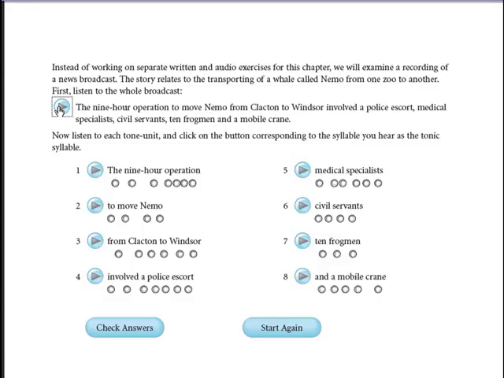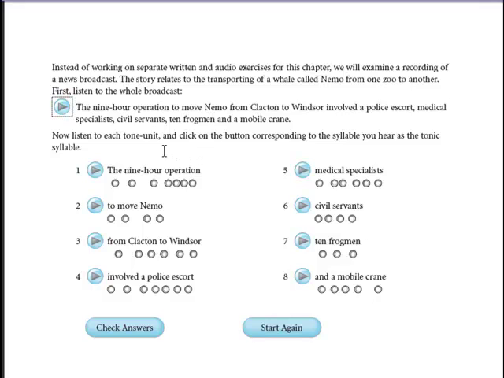The 9-hour operation to move Nemo from Clacton to Windsor involved a police escort, medical specialists, civil servants, 10 frogmen and a mobile crane.